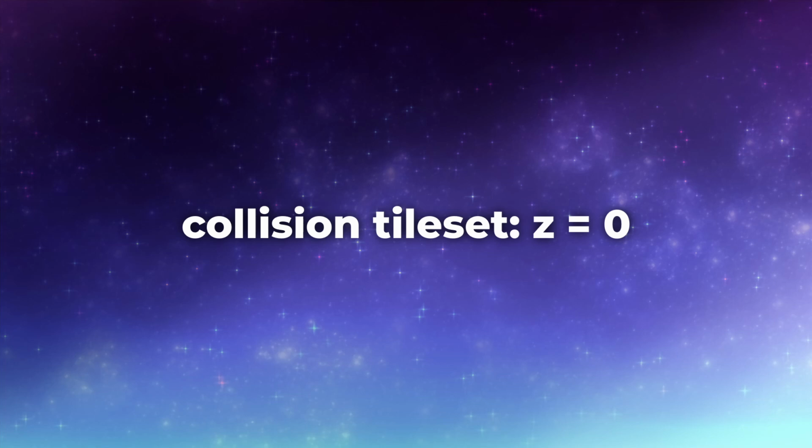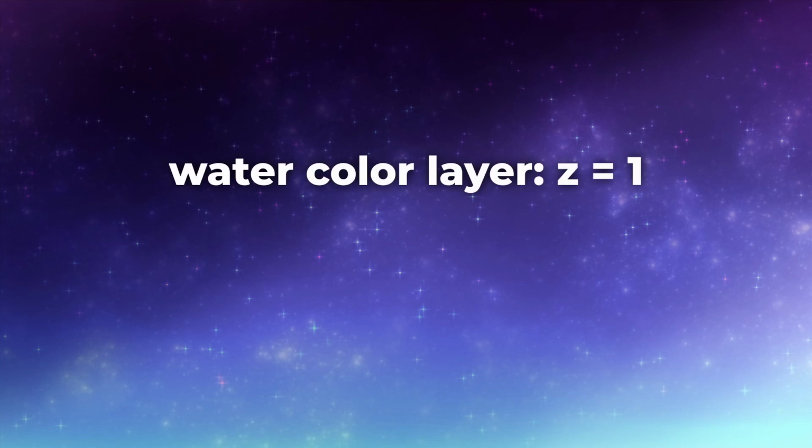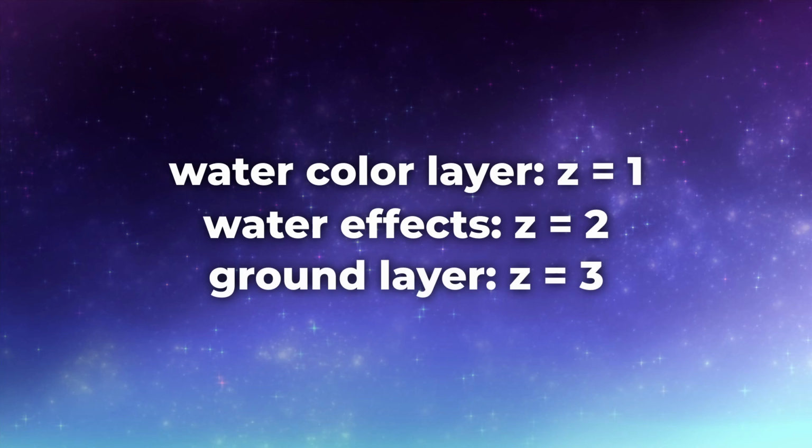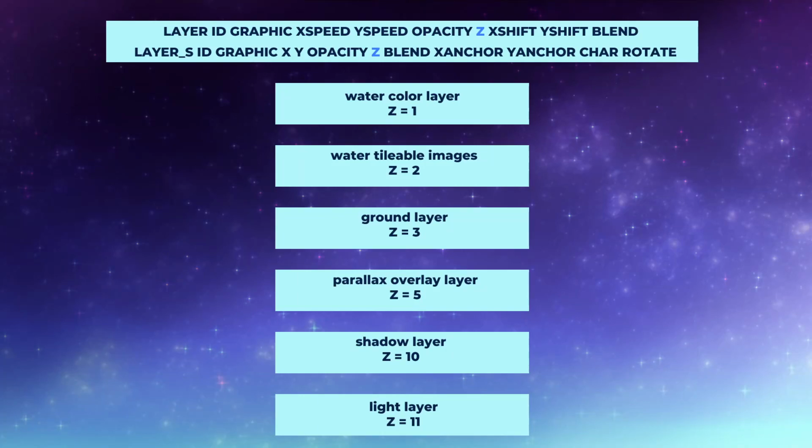Since our collision tile set will be sitting at 0, let's put everything else above, so it doesn't show through. So put the watercolor layer on 1, the water effects on 2, your normal ground layer on 3, and all of these should be shown below the player. So here's what your setup should look like.